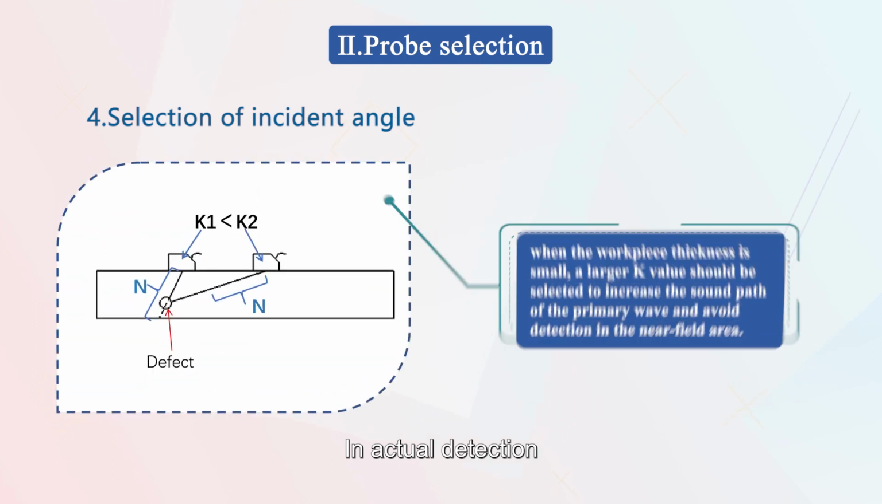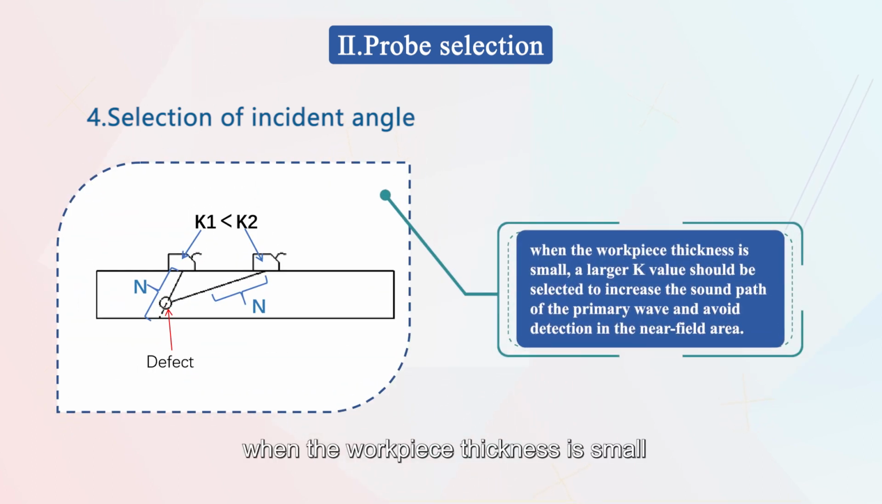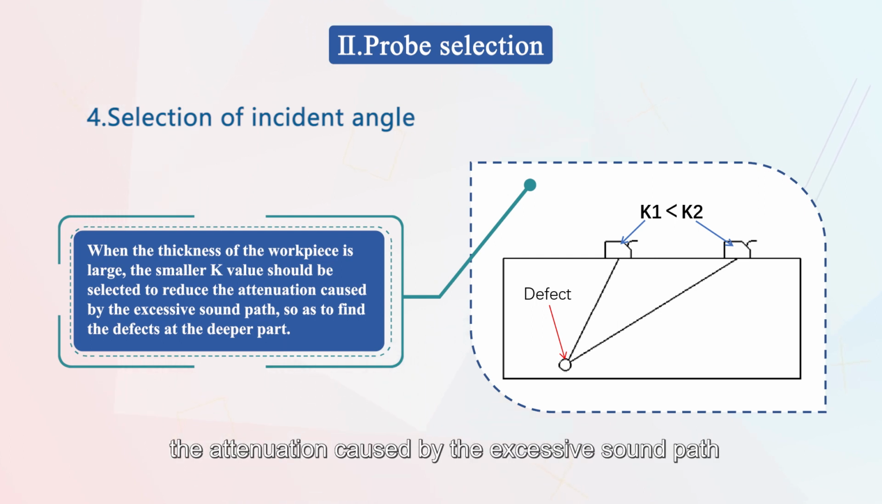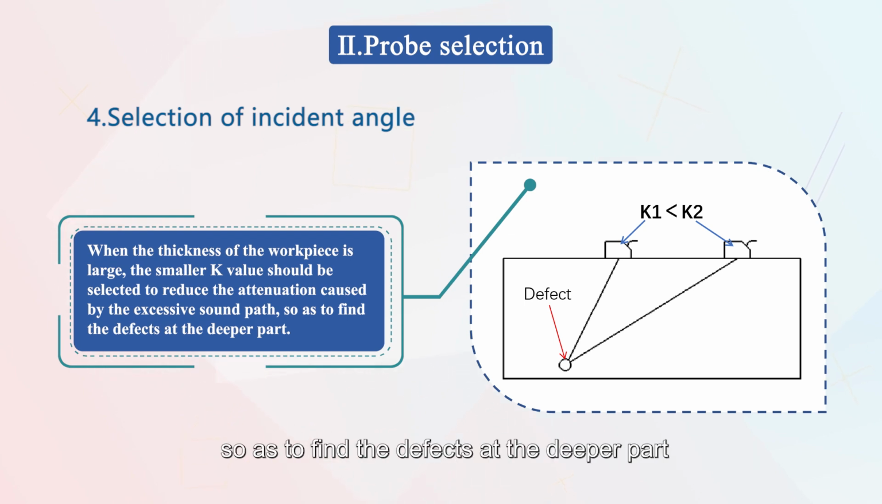In actual detection, when the workpiece thickness is small, a large K value should be selected to increase the sound path of the primary wave and avoid detection in the near field area. When the thickness of the workpiece is large, a smaller K value should be selected to reduce the attenuation caused by the excessive sound path, so as to find the defects at the deeper part.